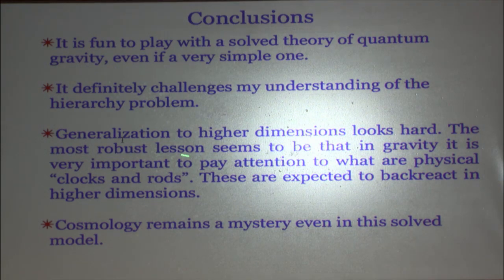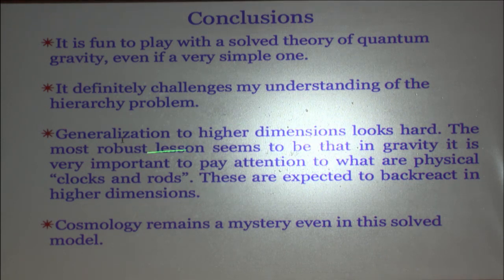For me, the two most robust lessons seem to be, first, maybe we should take more seriously that we keep saying gravity doesn't have local observables and is defined only by on-shell quantities. That was the starting point here. We started by defining the theory with the S matrix. And maybe we should be more serious about that also when we think about things like the hierarchy problem and the cosmological constant problem in higher dimensions.